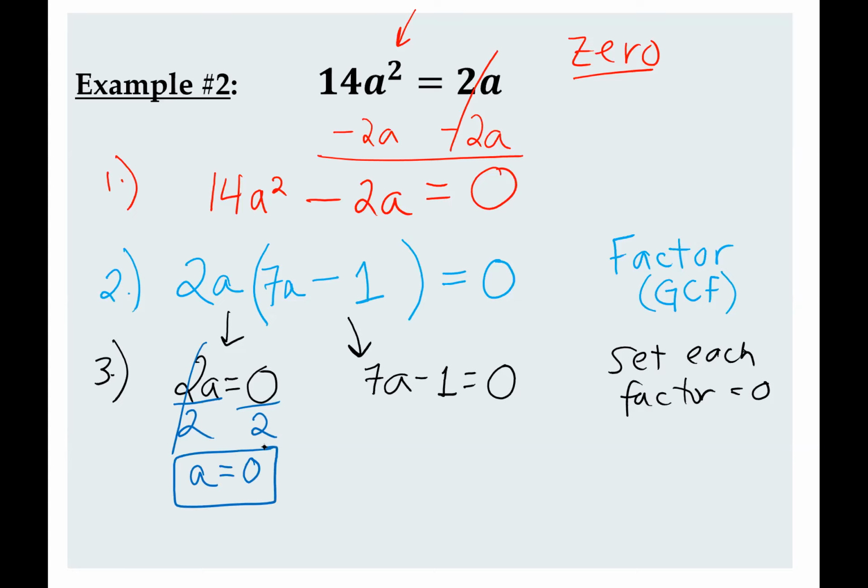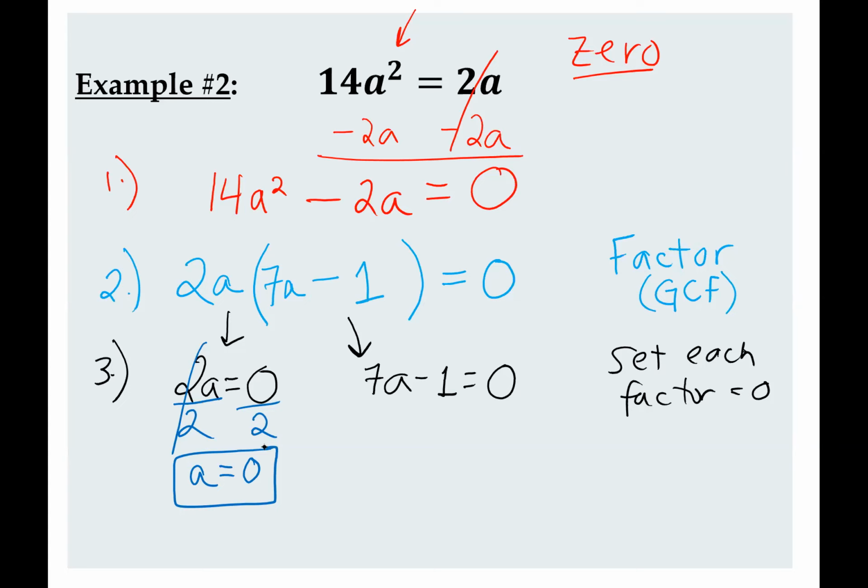0 is an answer a lot of the time. Sometimes students get confused here and think, well, that can't be true. 0 can't be an answer. Yes, it can. 0 is a number, and you will see problems like this where you do have 0 as one of your solutions. So a equals 0.